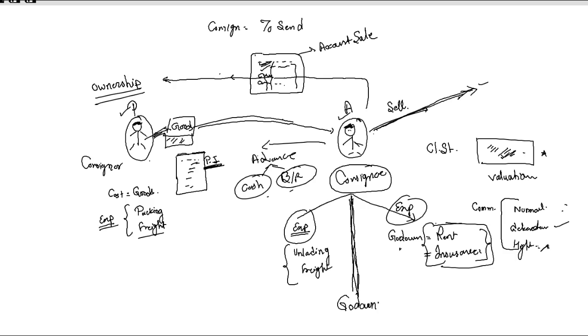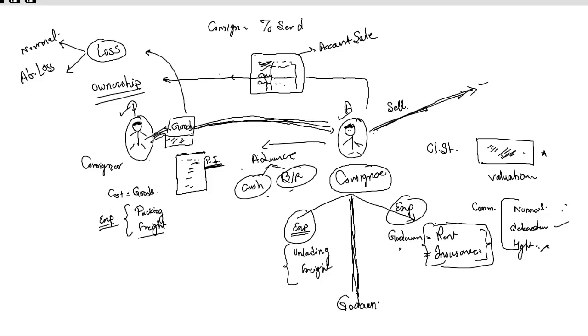Now two more things you have to understand in this consignment accounting, that when the consignor sends these goods, there can be loss of goods. Some goods may get damaged while sending, so loss of goods. Loss can be of two types. One is normal loss and another is abnormal loss. And we will see how to treat these two losses in the accounting of consignment.